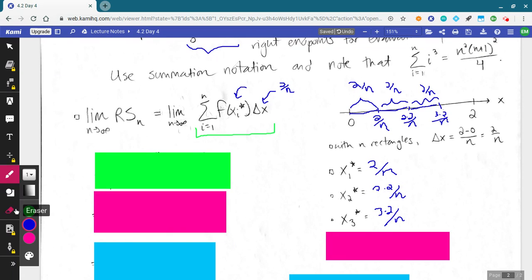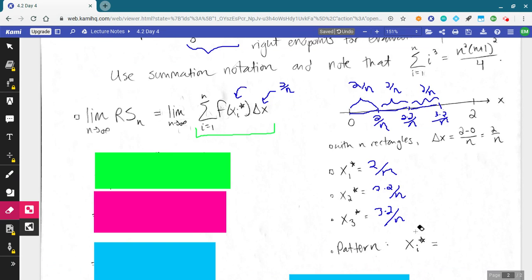And so at this point, we can see the pattern here. x4 star is going to be 4 times 2 over n, x5 star is 5 times 2 over n, and in general, the ith evaluation point is going to be i times 2 over n. That's the pattern. All right, we need to do a real quick sanity check. i equals 1 gives us x1 star. i equals 2 gives us x2 star. i equals 3 gives us x3 star. Yeah. This is the pattern.